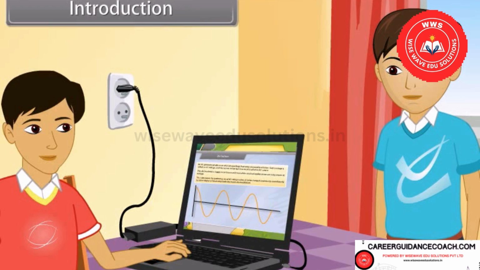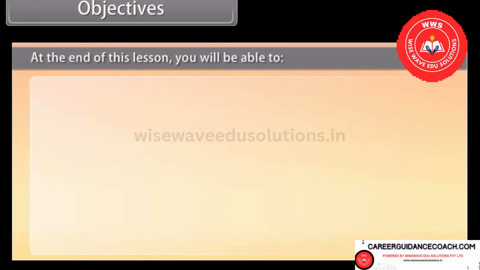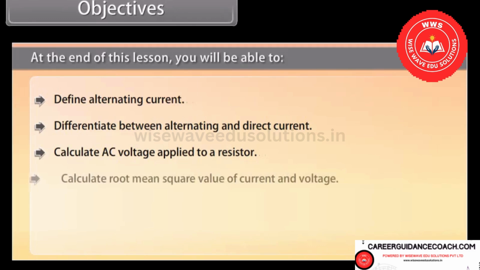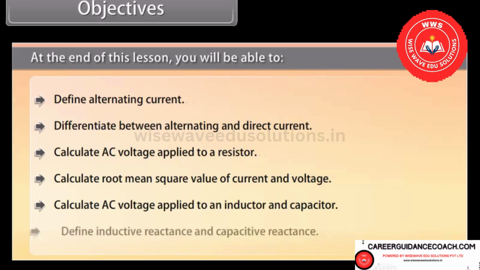Children, today we will study about alternating current. Objectives. At the end of this lesson, you will be able to define alternating current, differentiate between alternating and direct current, calculate AC voltage applied to a resistor, calculate root mean square value of current and voltage, calculate AC voltage applied to an inductor and capacitor, and define inductive reactance and capacitive reactance.